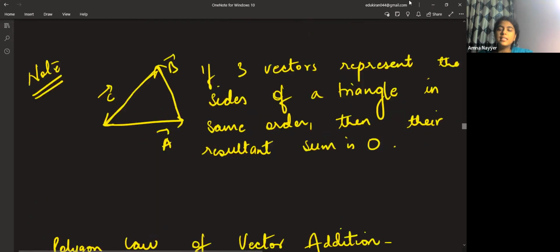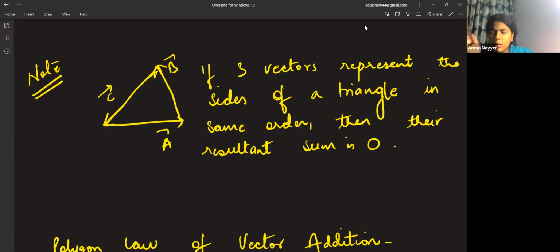See, this part says that if 3 vectors are representing the sides of a triangle in the same order, yes. Right now, I have told you, no, when you are using triangle law of vector addition, one vector gets oppositely added, right? We take the resultant in the opposite direction. Vector A is there, vector B is there, and the resultant is present in opposite direction, in opposite order. That is your triangle law.